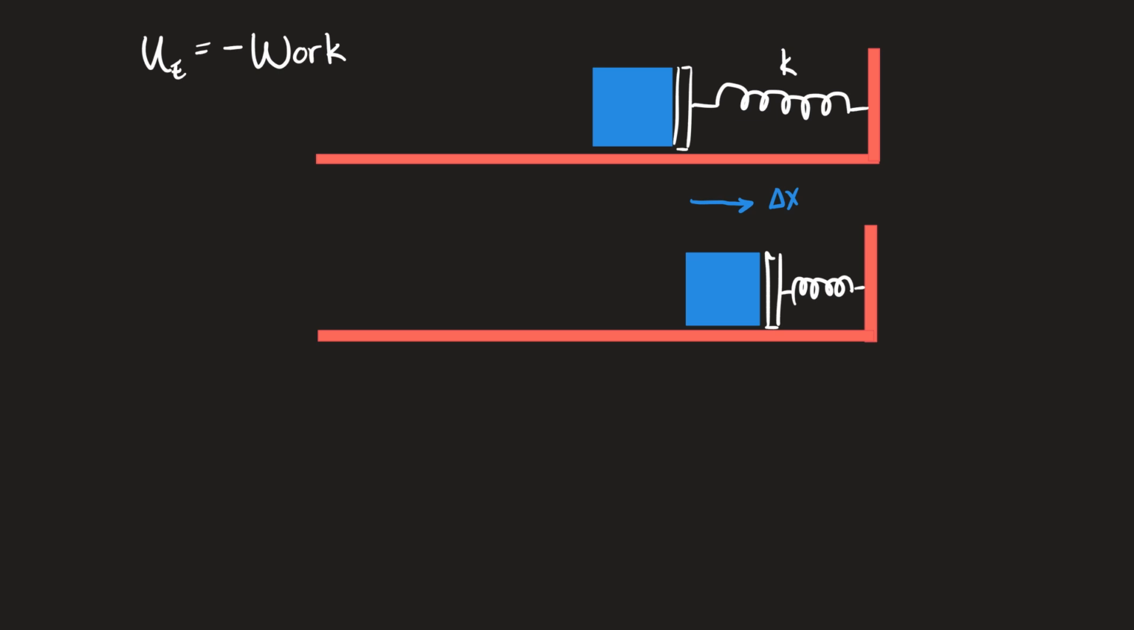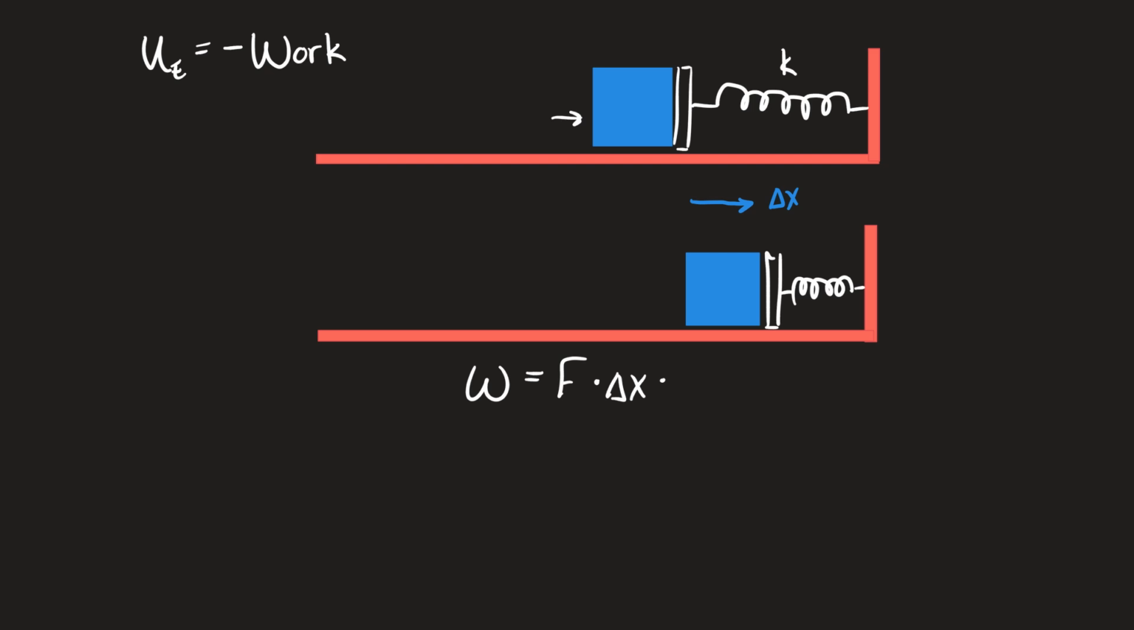So as I push on the box, I do work on the box, and the spring also does work on the box. Does that make sense? I'm interested in the energy stored in the spring, which is the work done by the spring. Now, here's where we have a problem.